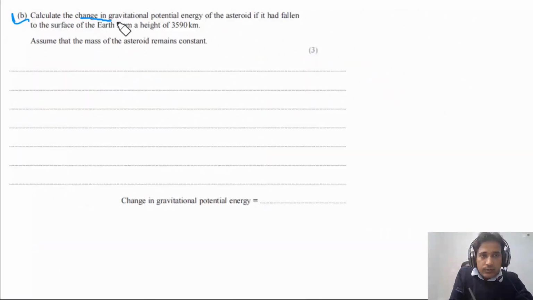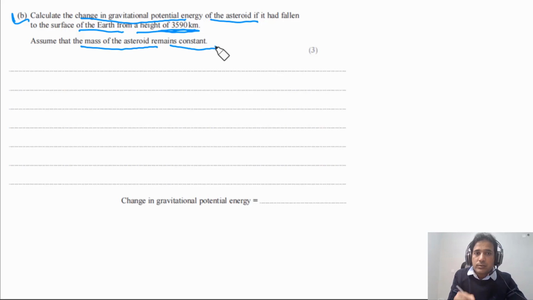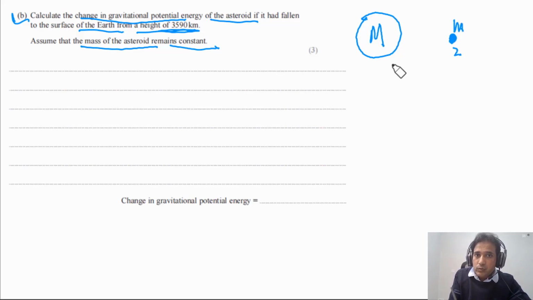Part B says calculate the change in gravitational potential energy of the asteroid if it had fallen to the surface of the Earth from a height of 3,590 kilometers. Assume that the mass of the asteroid remains constant. So first of all, let's sketch and try to visualize. Let's say the mass of Earth is capital M and this one is the asteroid and its mass is small m. And let's say this point is 2 and this point is 1.